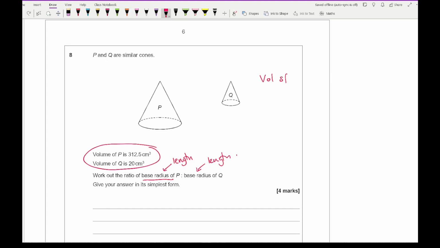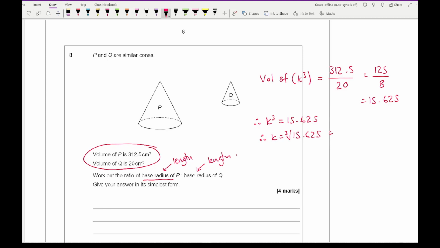So here, working out the volume scale factor, which is K cubed, that's going to be equal to 312.5 divided by 20. Now if I type that into my calculator, I get an answer of 125 over 8, which as a decimal is 15.625. Now that's what K cubed is. So if K cubed is 15.625, then K is going to equal the cube root of 15.625, which on the calculator gives me an answer of 2.5. Then I want to write this as a fraction, so that is 5 over 2. I then want to convert that into a ratio. I know that P is bigger than Q, so it's going to be 5 to 2.